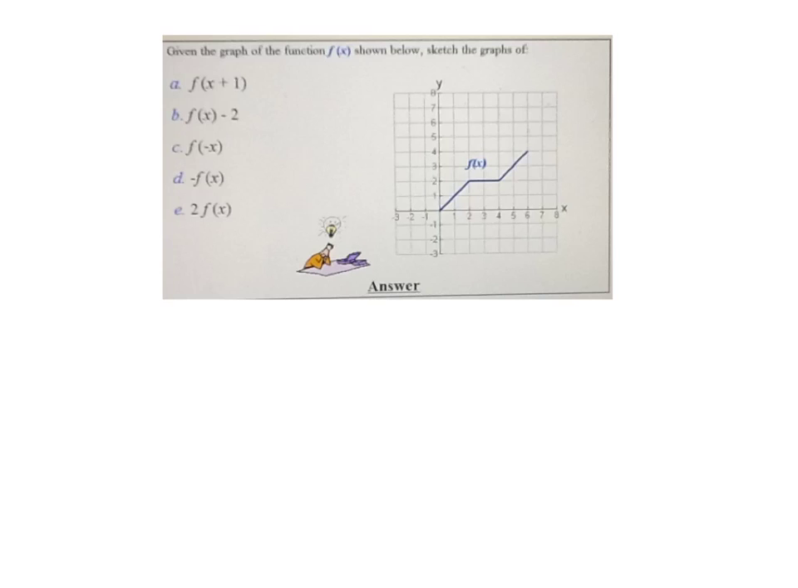All right, here's a common question that you'll find throughout our exam here. It says, given the graph of f of x shown below, sketch the graphs of the following. And it gives us a through e. So basically, I'm going to take this graph and I'm going to sketch it 5 different times, 5 different ways. So let me start with the first question, a. f of x plus 1.